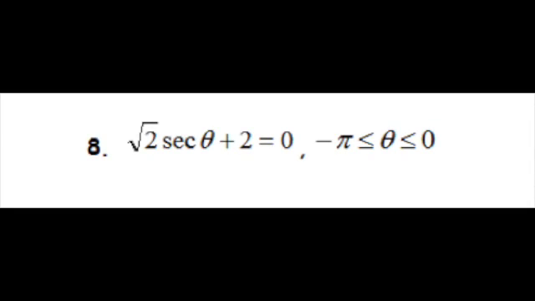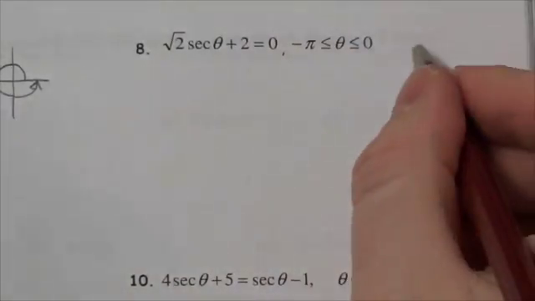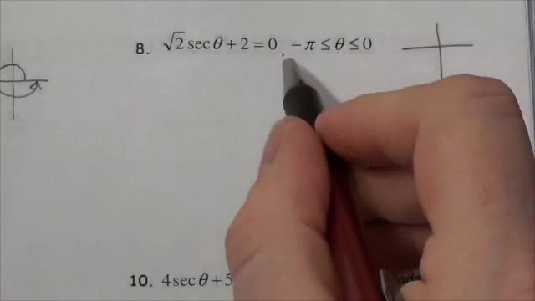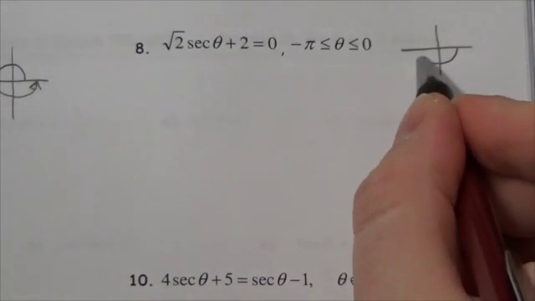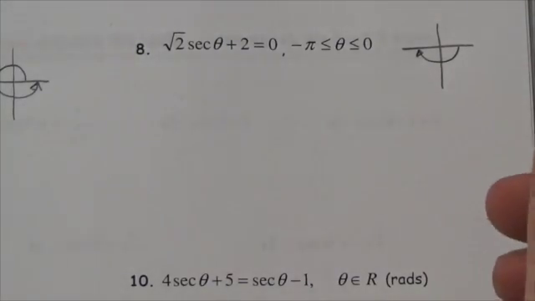Root 2 times the secant of theta plus 2 equals 0, where theta is between -pi and 0. Okay, so in this case here, our interval is again written in set notation. This one's not such a bad one here. This is negative pi, so it's a negative half rotation up to 0. And that's it. So just the bottom half of the unit circle here.